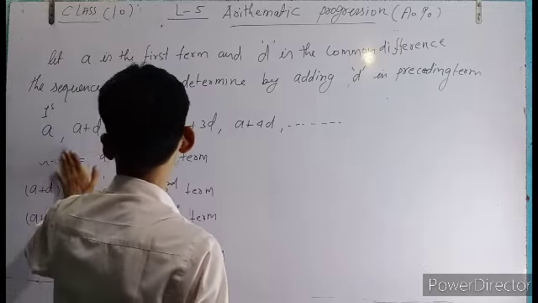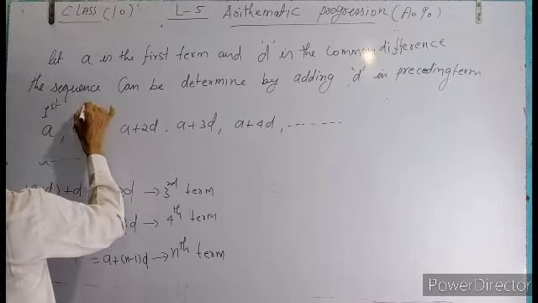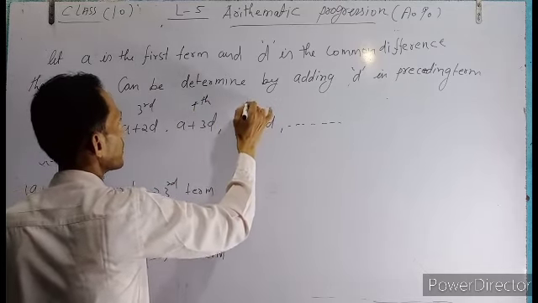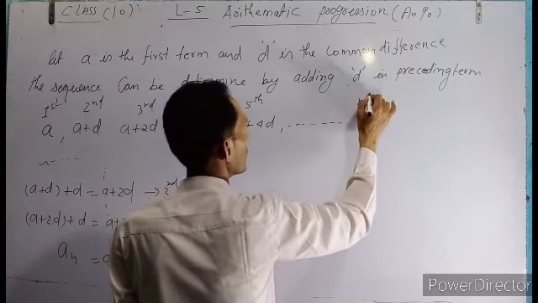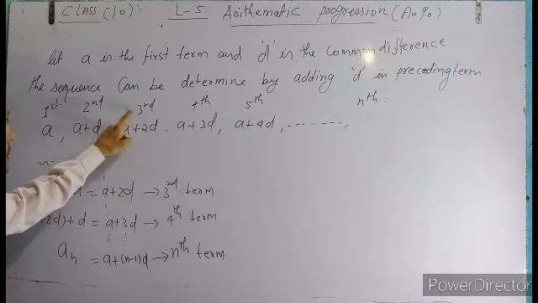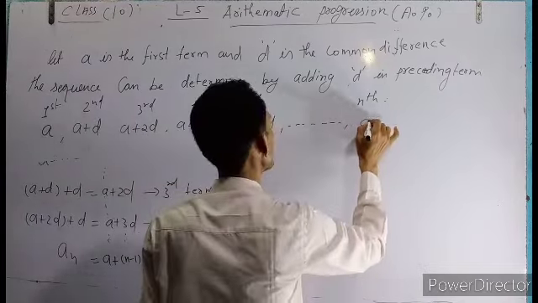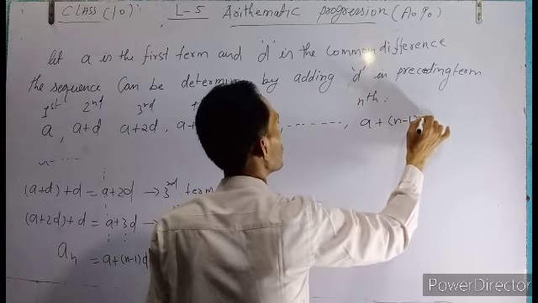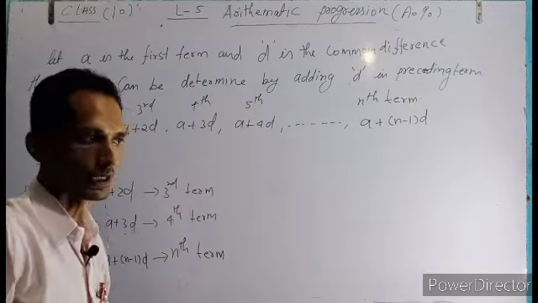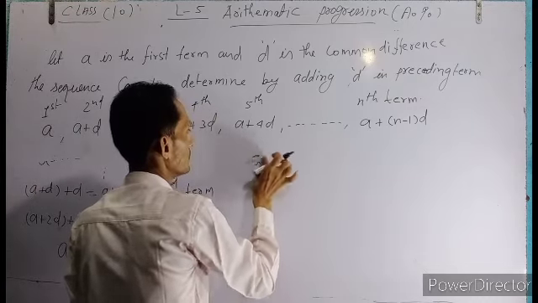First, second, third, fourth, fifth, that is the nth. Also observe here: 2, then 1, 3, then 2, 4th, then 3, 5th, then 4, nth, then n minus 1. So A plus n minus 1 into D is called the nth term. The nth term of an AP is defined by A plus n minus 1 into D.